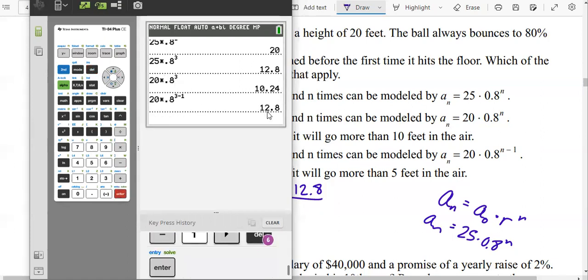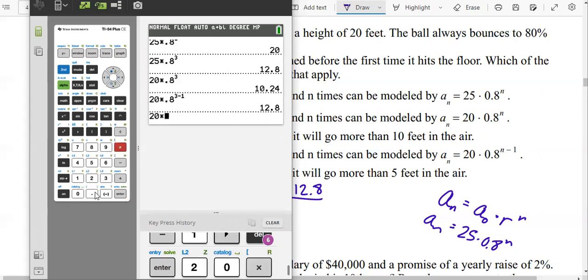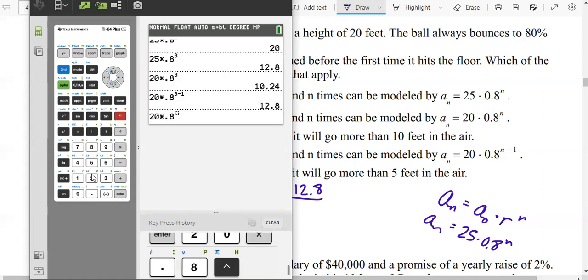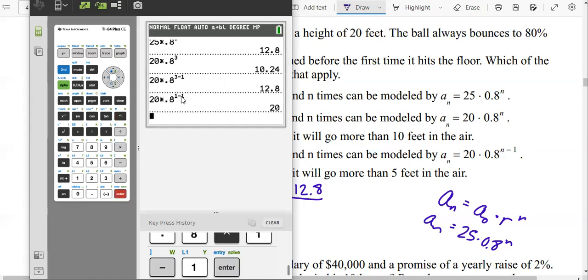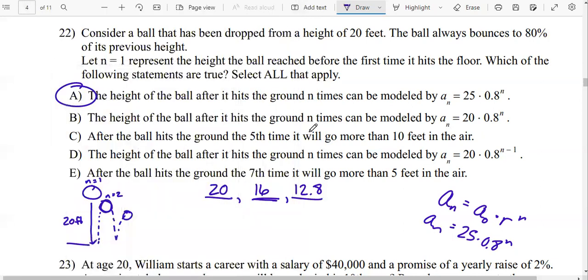Boom, 12.8. So that one actually does give me the right number. How does it do that? Well, it's basically B, the answer to B, except it subtracts 1 from every term. So the first term in the equation, it does 1 minus 1 and gives you 0, so that's actually the first term. It's a sneaky way to be able to use term 1. So D is also true.